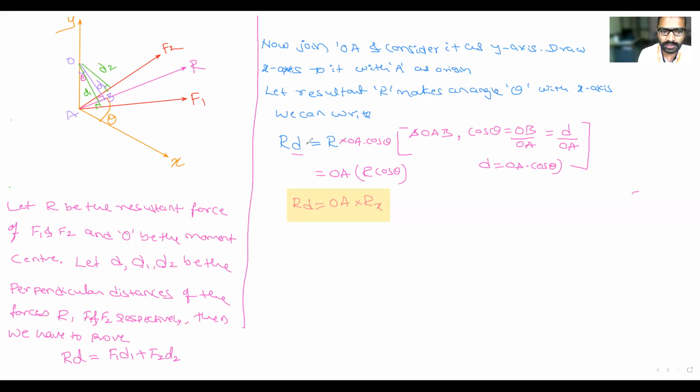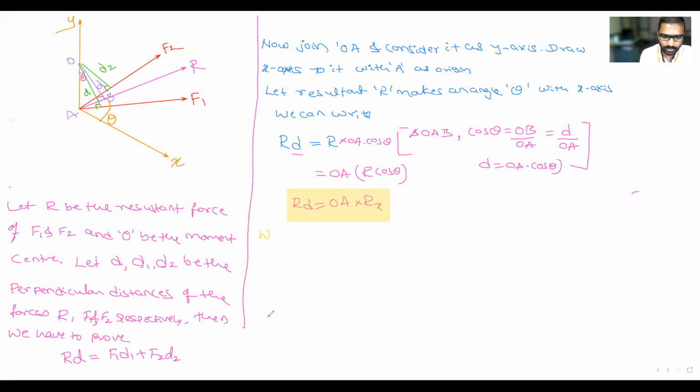So I am substituting that D value. D is equal to OA cos theta. I have substituted. So I am taking OA outside and R cos theta. Okay. So this R cos theta can be written as Rx. Rx means the component of R force along the x-axis, Rx. Clear this one, everyone? Yes, sir.